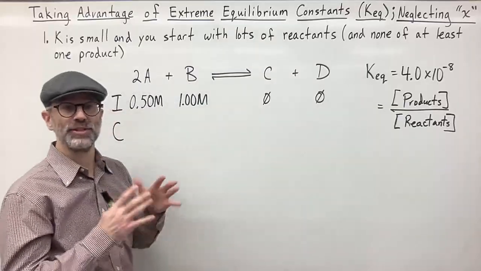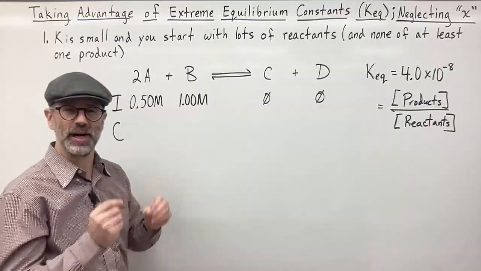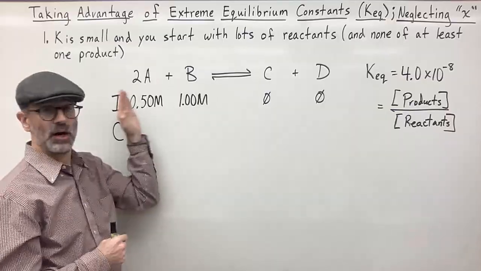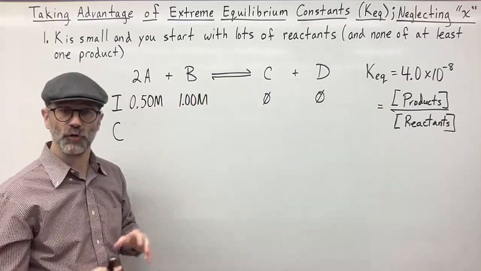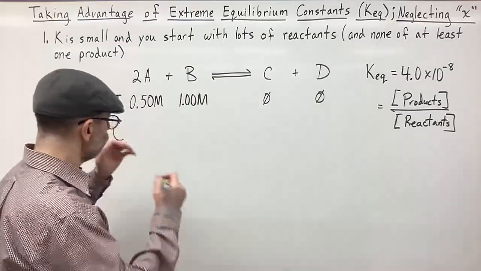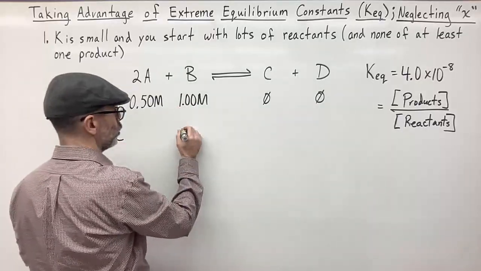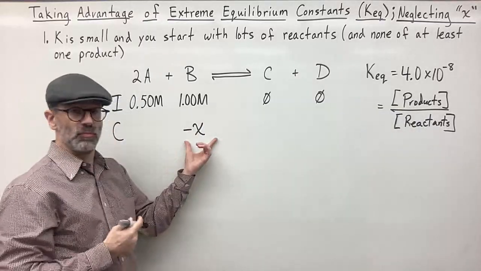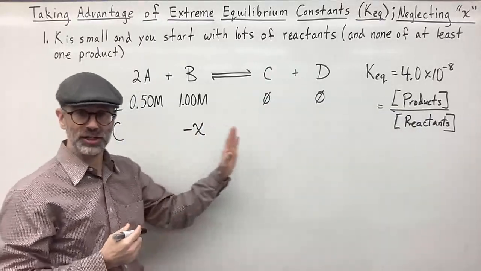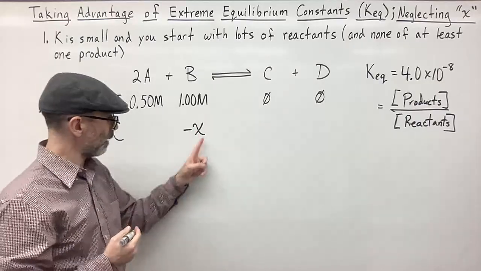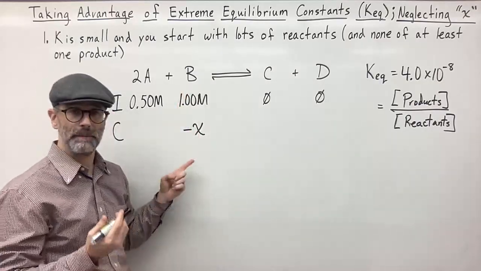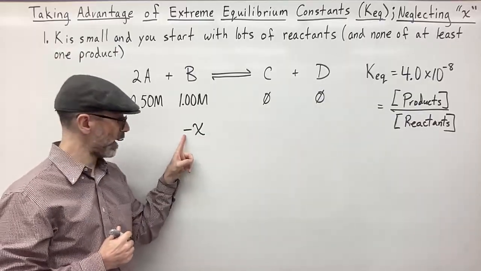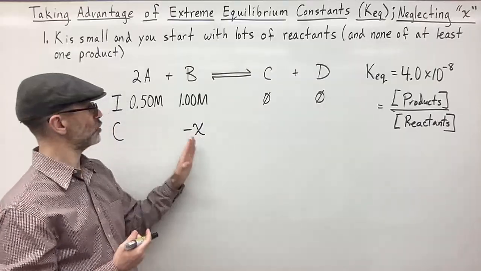So if I use X as a certain amount of change, then I need to make sure that it's balanced according to the ratios, according to the coefficients in my balanced equation. So if I'm going to lose a certain amount of B, let's call that X, as I've been saying, during the reaction when it goes this way, I'm going to subtract a certain amount, X, of B.